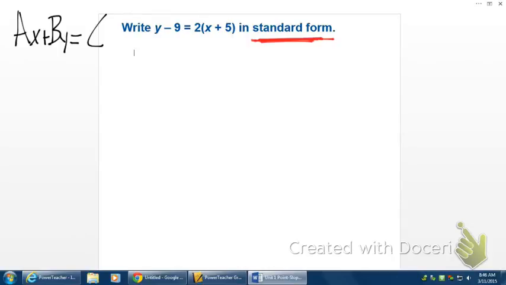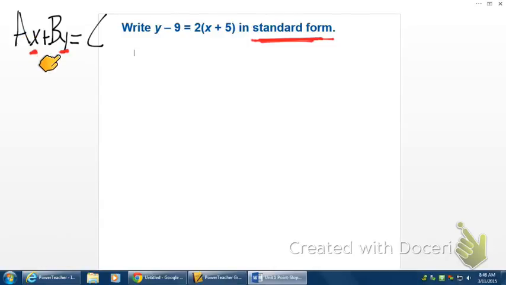Let's talk about the A, the X, the B, the Y, and the C. Well, I think the easiest way I remember it is standard form is when you have X and Y on the same side. Okay? Always, always, always have to have X and Y on the same side. So that's the first part.